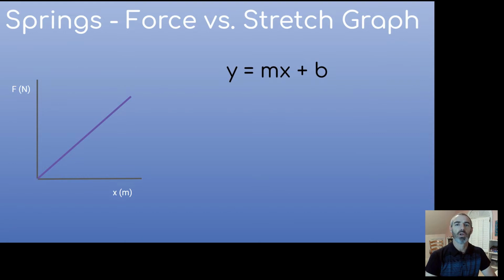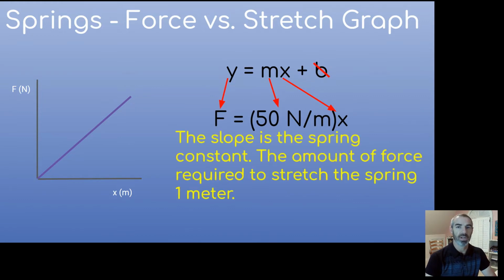So we're going to write our slope-intercept form of a line, y equals mx plus b. And what we know is that the moment we applied a force, the spring started to stretch, which means that the y-intercept is going to be 0. So we can cross that out. Now we're going to replace y, m, and x with F is equal to 50 newtons per meter times x. The 50 newtons per meter is something called the spring constant. The spring constant is specific to each spring, and it's defined as the amount of force required to stretch the spring 1 full meter. So in the case of our lab, we only collected data up to 0.5 meter.